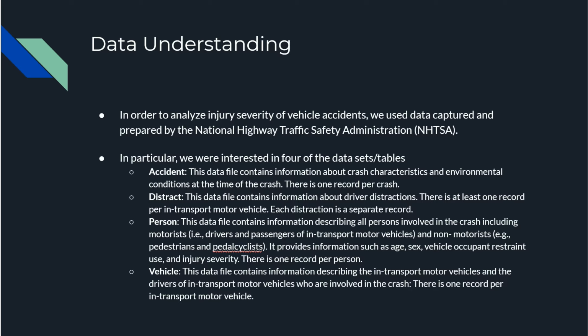The person table, this contains information describing all the people involved in the crash, including motorists, drivers, and passengers of in-transport motor vehicles, and non-motorists. Examples: pedestrians, pedalcyclists, cyclists. Man, they need their own line. It provides information such as age, sex, vehicle occupant, restraint use, and injury severity. There is 1 record per person.